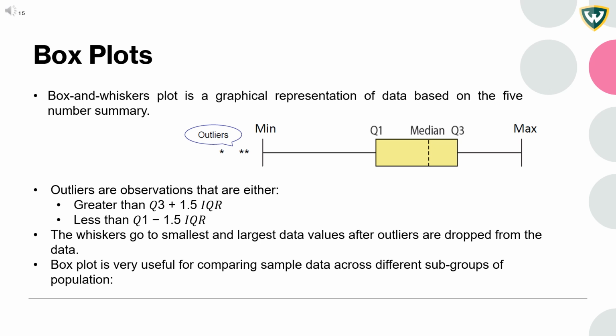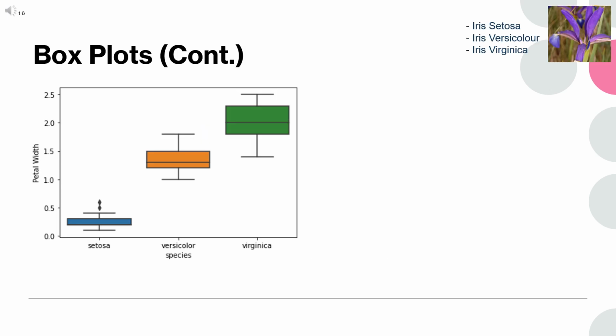The whiskers extend from the edges of the box to the smallest and largest values within a specified range, typically defined as 1.5 times the interquartile range, IQR, from Q1 and Q3. Any data points outside this range are considered outliers and are often plotted as individual dots. Box and whisker plots are useful for visualizing the central tendency, spread, and symmetry of data, making them an effective tool for comparing distributions across different groups or datasets. Here, we can see the box plots of the 3 iris species in the iris dataset.